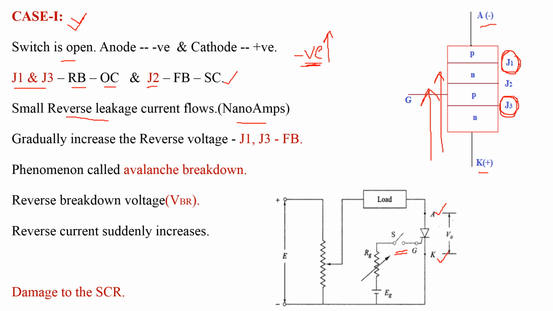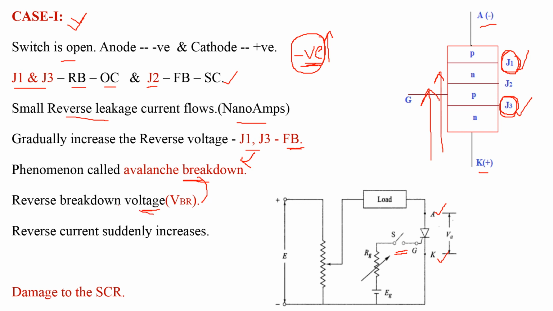If we further increase this negative voltage, at a particular value of this negative voltage, the width of junction J1 and junction J3 decreases and they come into forward bias, means the junctions J1 and J3 break down and come into forward bias. This phenomenon, the breakdown occurring at junctions J1 and J3, is called avalanche breakdown, and the voltage at which this avalanche breakdown occurs is called reverse breakdown voltage.